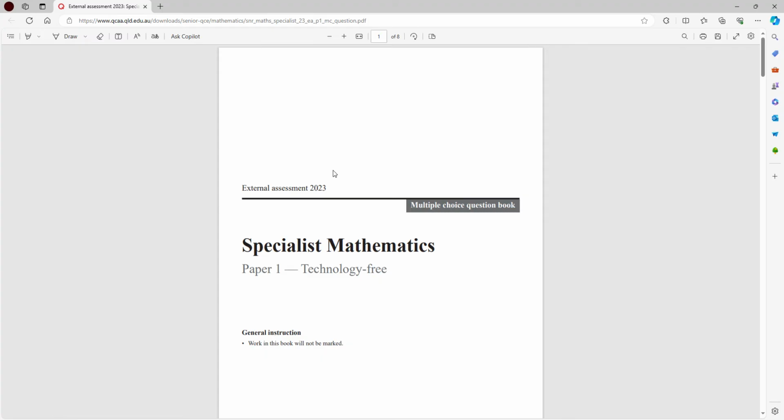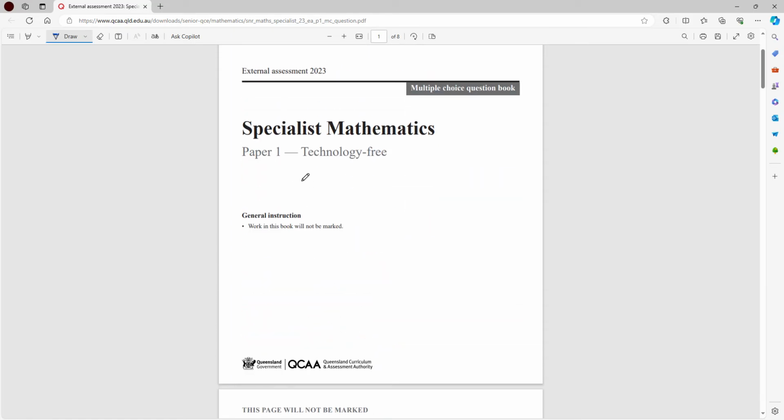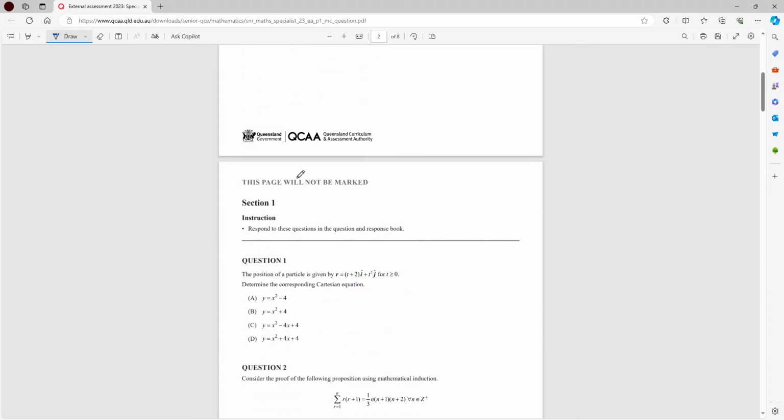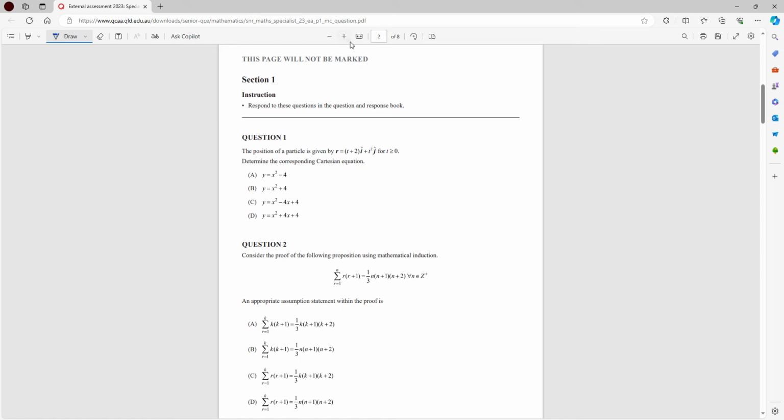In today's video we're going to be looking at the Specialist Mathematics Paper 1 Tech Free Multiple Choice booklet for the 2023 external exam. So this is for the QCAA syllabus for Queensland, Australia. This is a tech free one, so all these questions must be done tech free, so let's just get straight into it. On the front page, you can also use the formula sheet provided in the QCAA syllabus. So question 1, let's take a look at this.